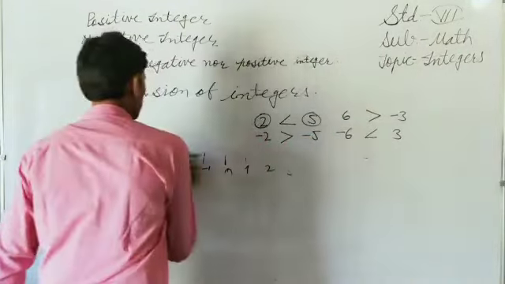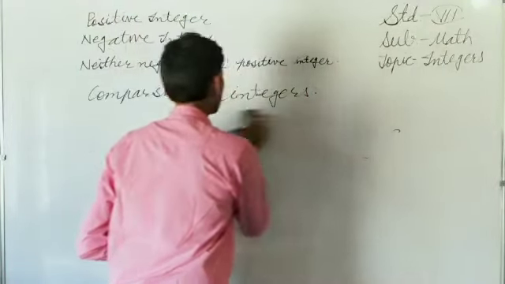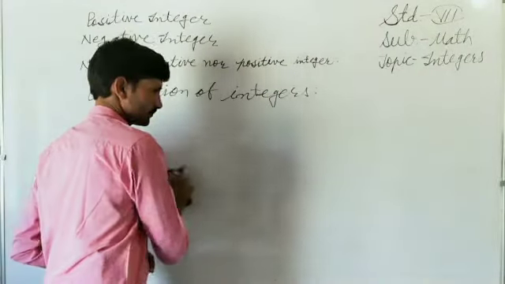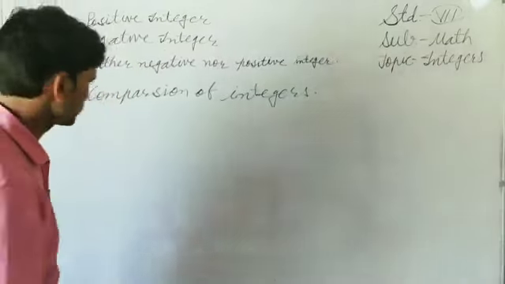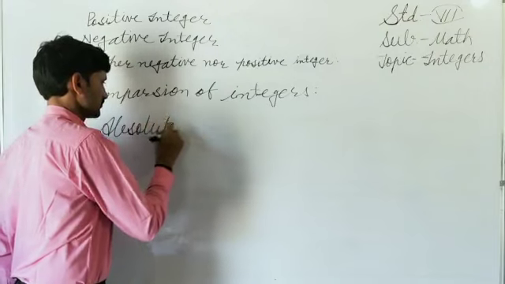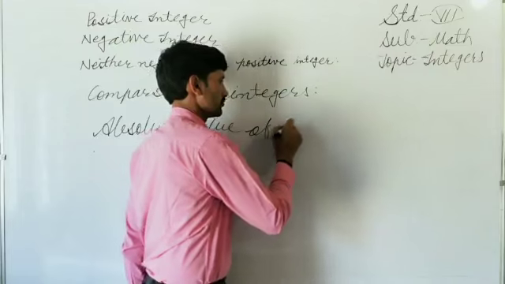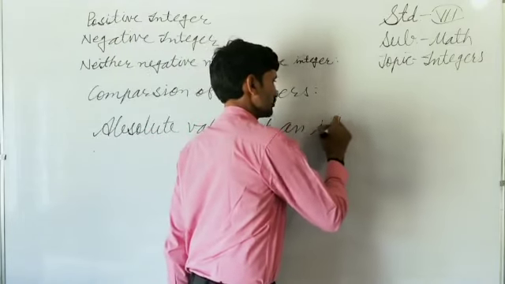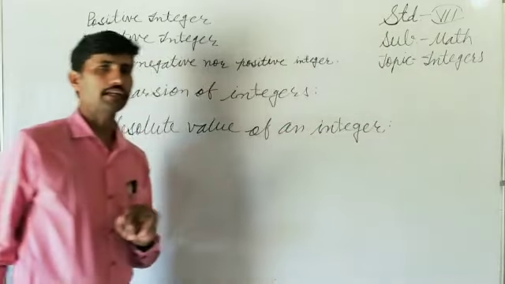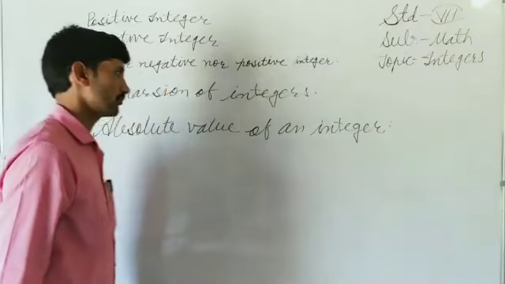Let us come now to one more point, the absolute value of an integer. How do we find the absolute value of an integer, and what do we mean by it? First of all, try to understand that. After that, it's very easy to find it.